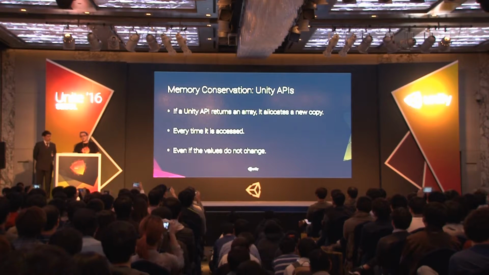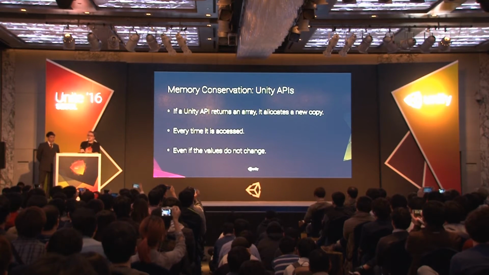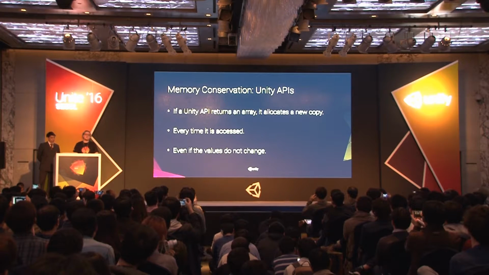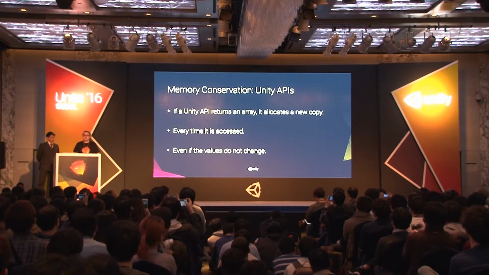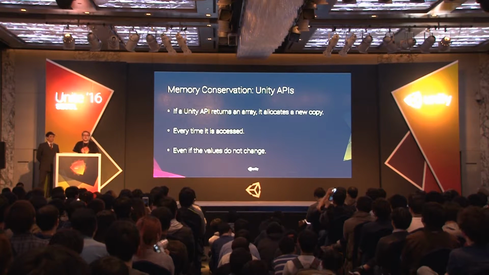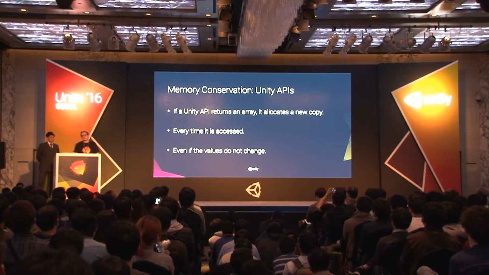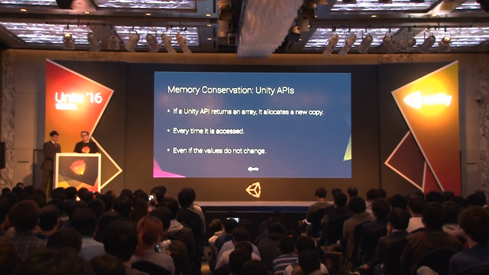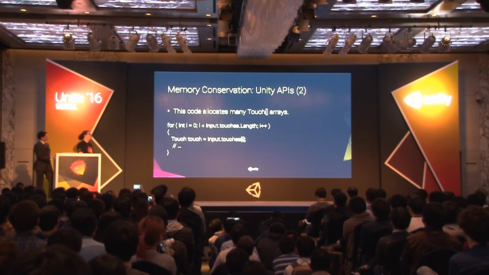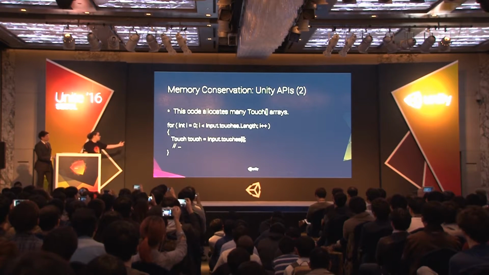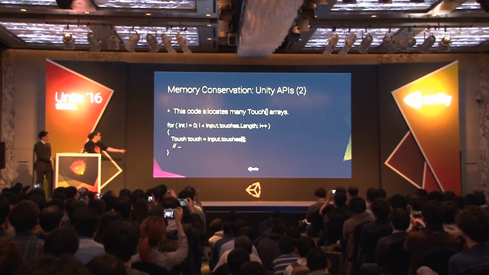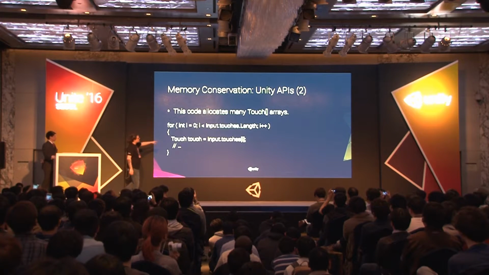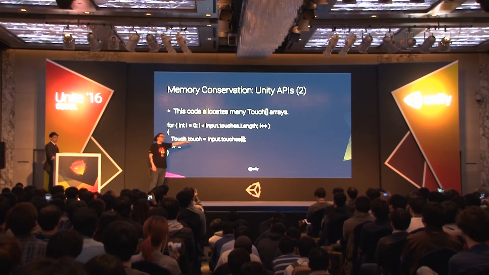There are some Unity APIs which cause these temporary allocations. For example, the APIs that return arrays always allocate a new copy every time you access it, even if the data isn't changed. So, for example, on mobile devices, there is the input.touches array. So every time round this loop, we're allocating an entirely new copy of the whole array just to access one element.